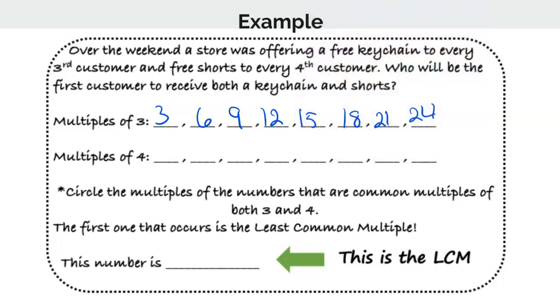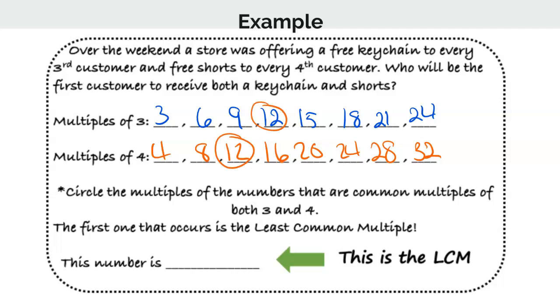Let's list our multiples of 4 now. 4, 8, 12, 16, 20, 24, 28, 32. So let's circle multiples that are common for both numbers, such as 12 and 24. The least common multiple is the smallest of these common multiples, which would be 12.